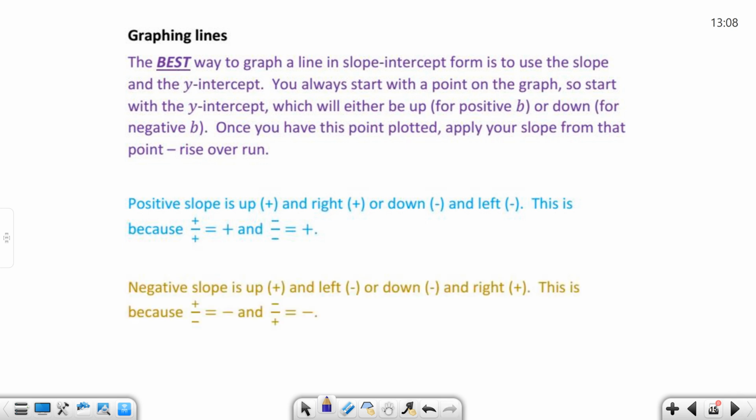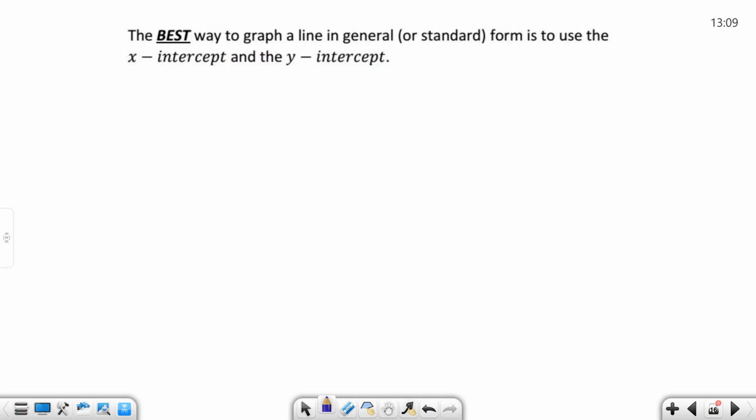A negative slope is either going to be up and left or it's going to be down and right. This is because positive over negative, that is your up and left. That gives you a negative slope. And then if you have negative over positive, negative is down, positive is right. Again, a negative over a positive is a negative number whenever you divide those. So negative slope is up and left or down and right, depending on what fits on your grid, that sort of thing when you graph these.